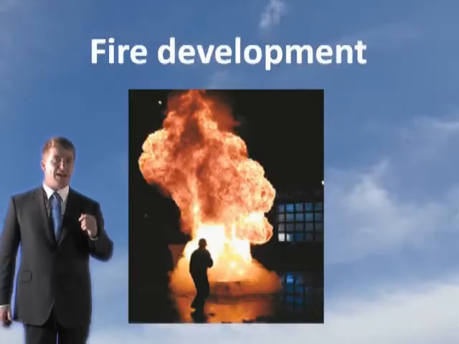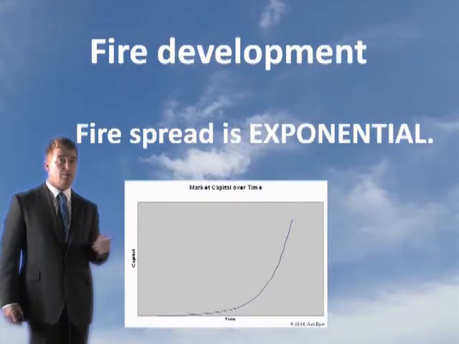Well, first of all, fire spread is exponential. What does that mean? Well, it's a chemical reaction. What it means is, after double the time, the fire will not be double the size, it will be 4 times the size. After 3 times the time, it will not be 3 times as big, it will be 9 times as big. That's what exponential means. Now, fire can spread in 4 ways.